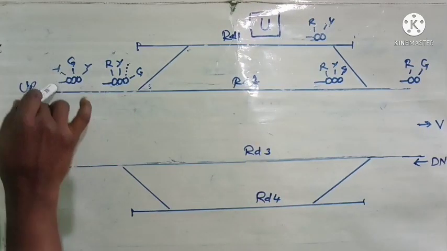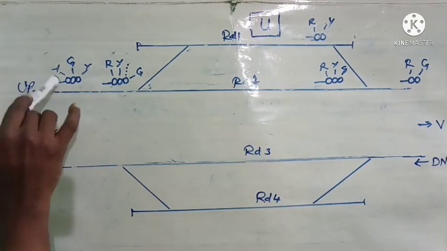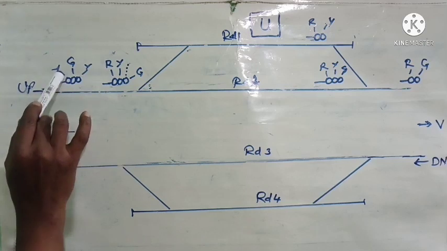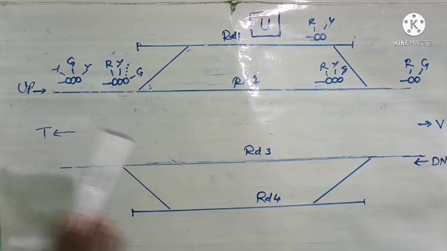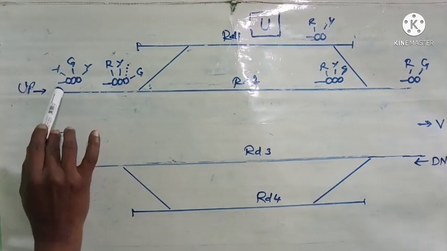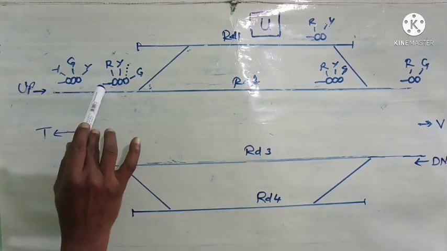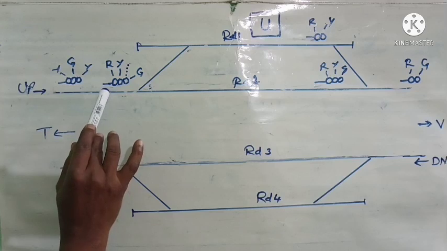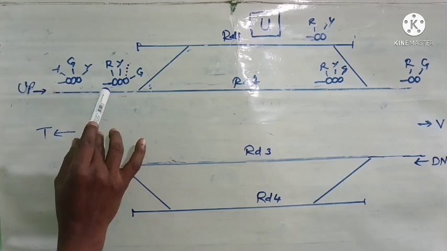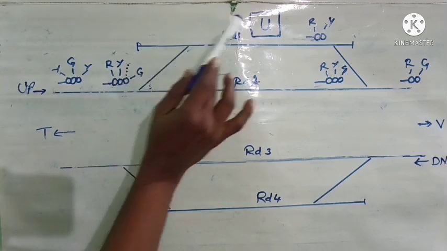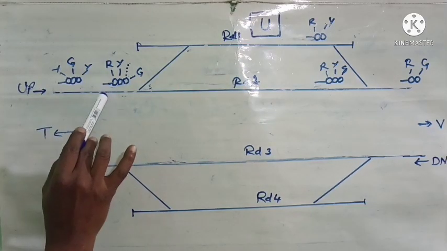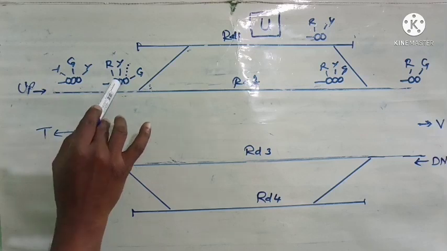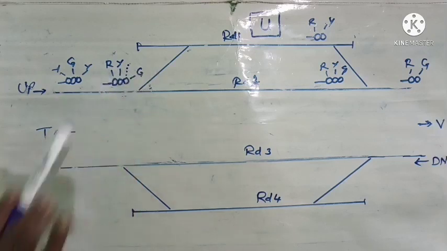Now reaching at the foot of this distant signal, the loco pilot finds that it is the single yellow burning. That means the signal is not taken off. So he will proceed cautiously up to the next signal, that is the first stop signal, that is the home signal of this station U. The train has cautiously moved and reached the foot of the home signal, and he finds that the signal is not taken off.